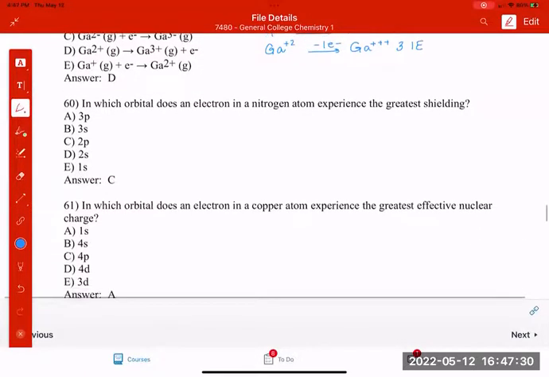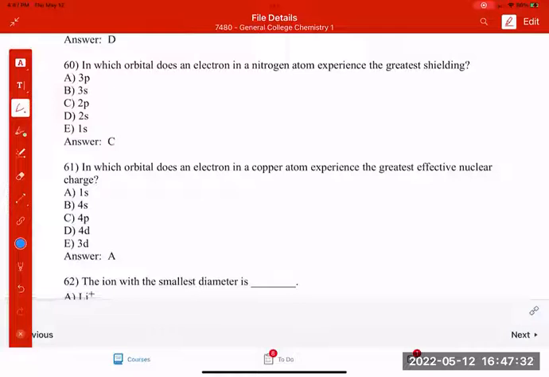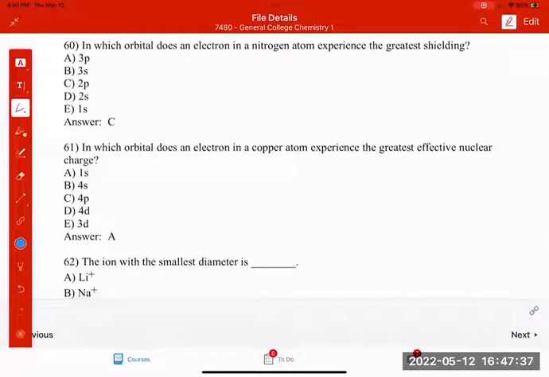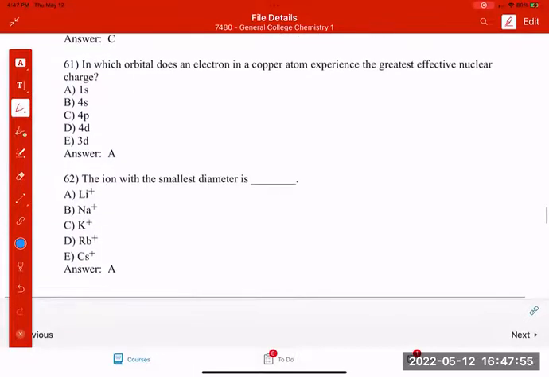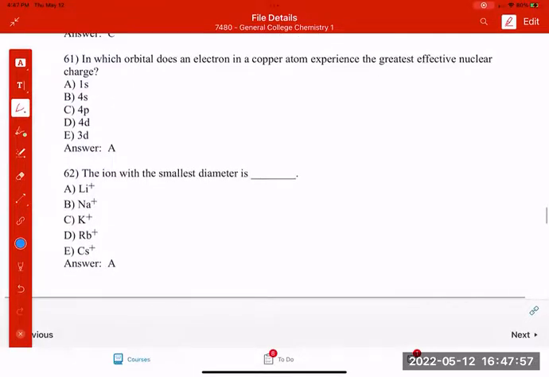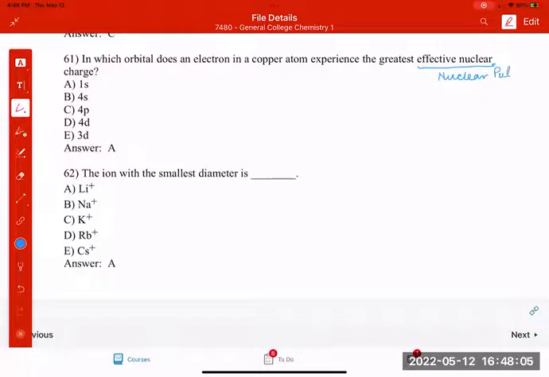Okay. In which orbital does an electron experience the greatest shielding? Shielding effect. So you have to look at the electronic configuration, and the outermost electrons will experience the shielding most, so figure out where they are. Effective nuclear charge is the same thing. Effective nuclear charge means nuclear pull. The ones that get attracted to the nucleus.